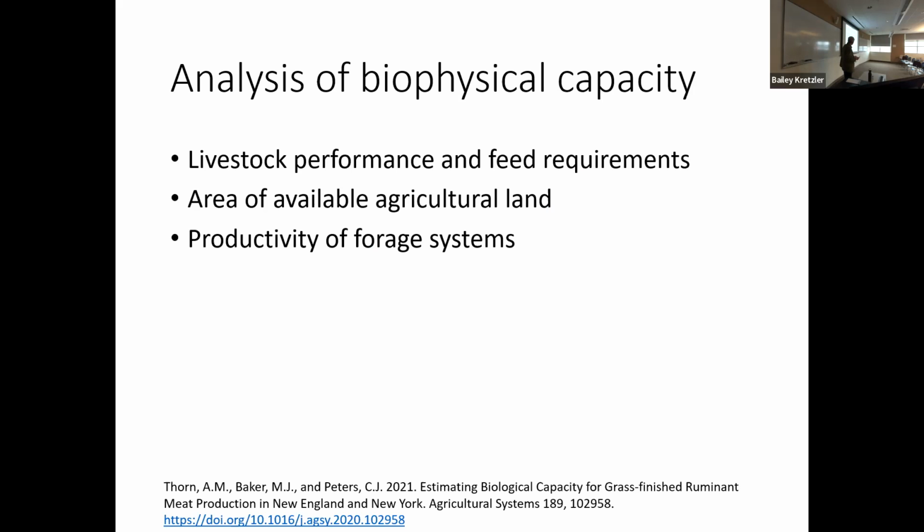Piece number two is figuring out what's the area of available and suitable agricultural land. And piece three is understanding the productivity of that land for forage, both raised forages and harvested forages. Okay, that's what we did. And spoiler alert, what we found, at least for parts B and C, the area and productivity, is that there is a lot of uncertainty, which I'll get into. That's what makes it so interesting.